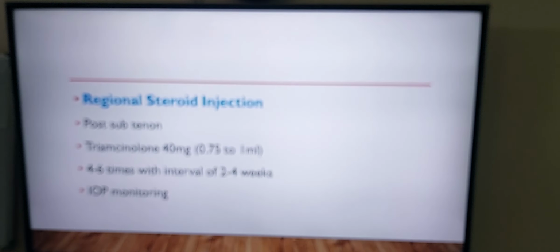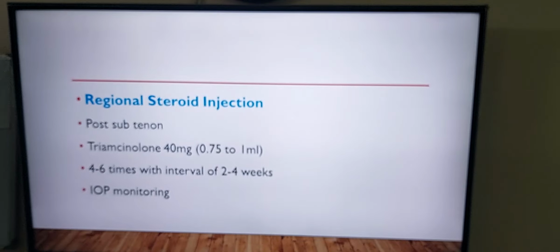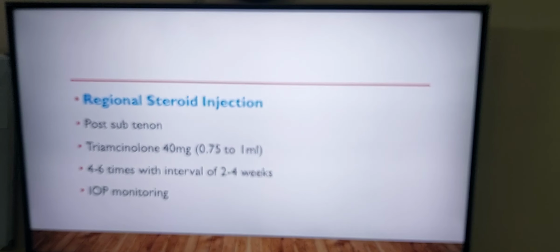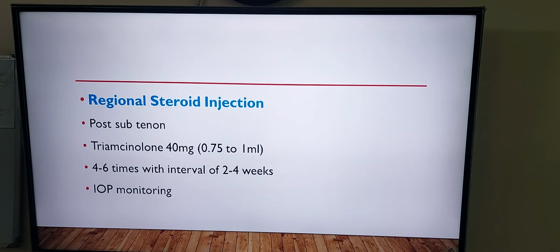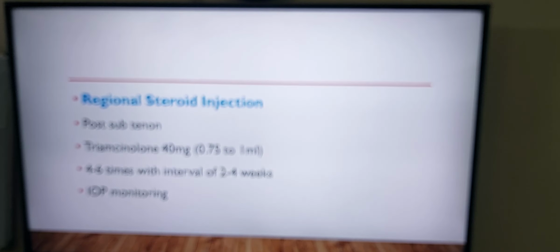Regional steroid injections, posterior subtenon, we use triamcinolone 40 mg, 0.75 to 1 ml. We can do 4 to 6 injections with an interval of 2 to 4 weeks, and especially IOP monitoring is very important.